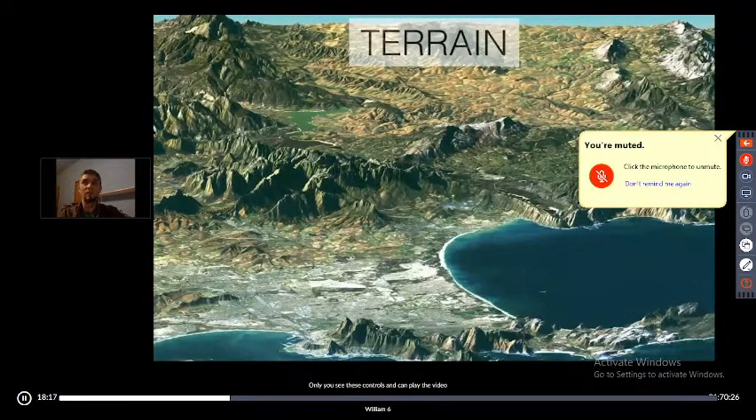All right, so next we'll be looking at terrain. Let me see if there are any questions. I can't see.